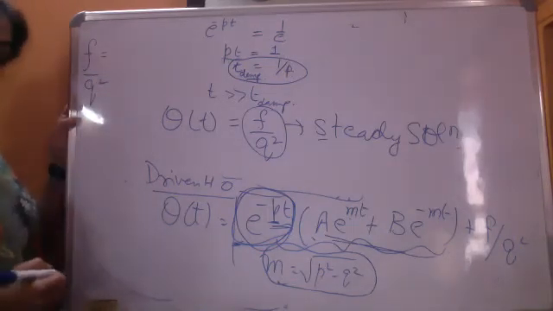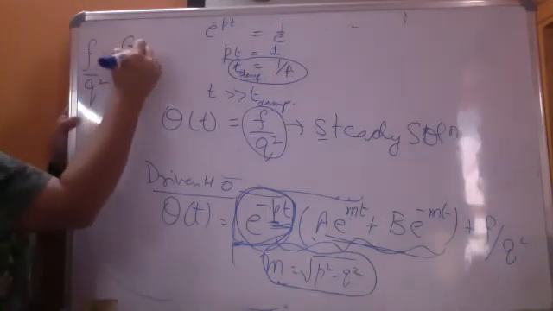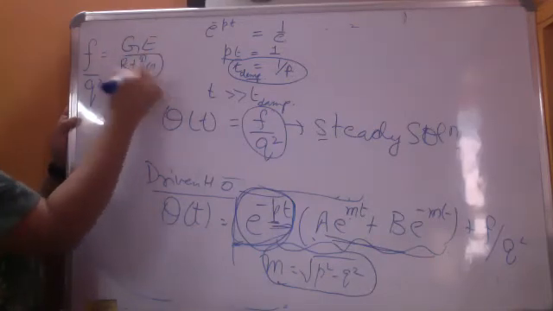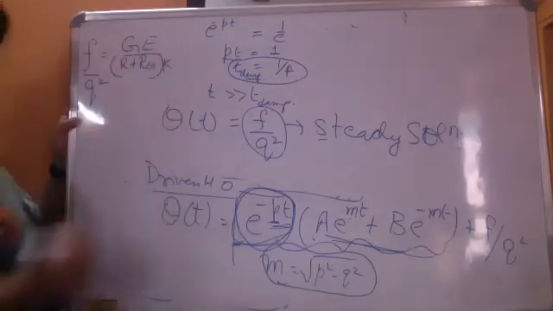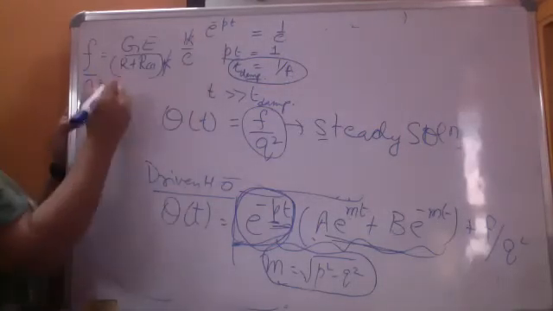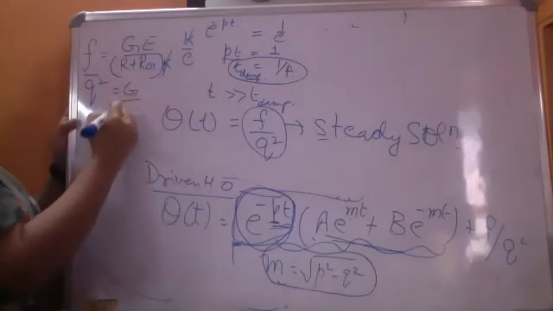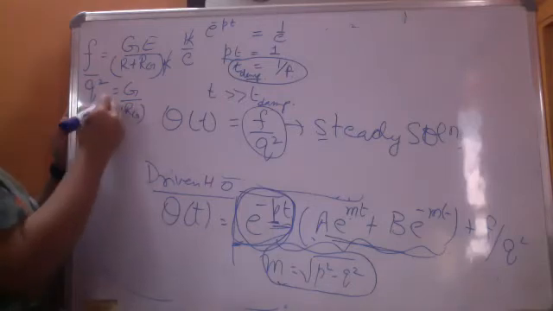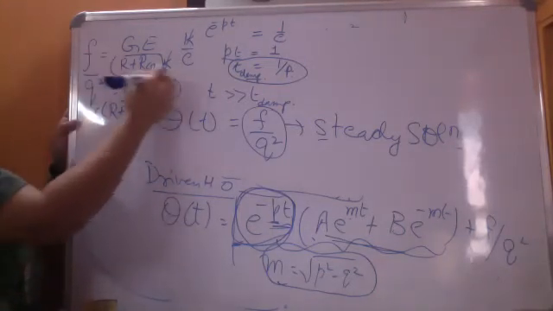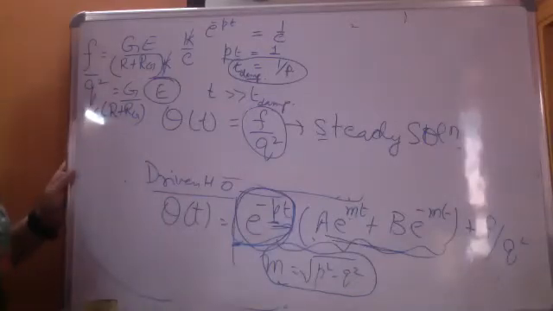What is the expression for F by Q square? It is GE over (R plus RG) into K, and this is K by C. So K and K get cancelled. It is G over (R plus RG) into C times E. So it's a constant driving force because you are using a DC source here.